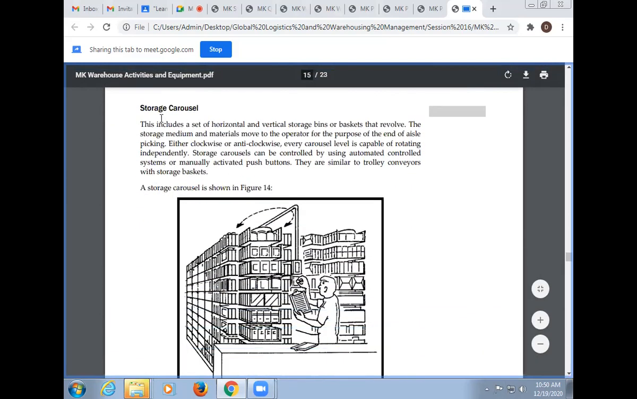Storage carousel. These include a set of horizontal and vertical storage bins or baskets that revolve. The storage medium and materials move to the operator for the purpose of picking, either clockwise or anti-clockwise. Every carousel level is capable of rotating independently. Storage carousels can be controlled using an automated control system or manually by push button. They are similar to trolley conveyors with storage baskets. A storage carousel is shown in figure 14.